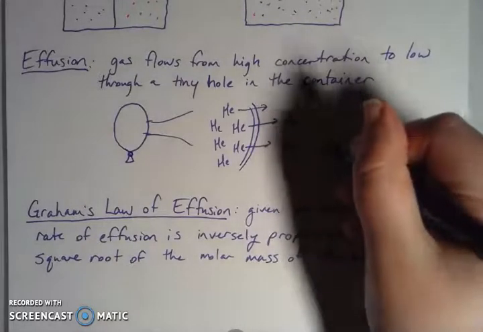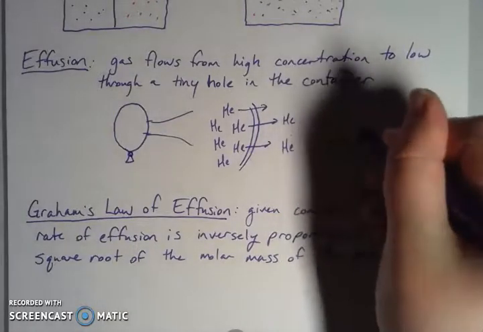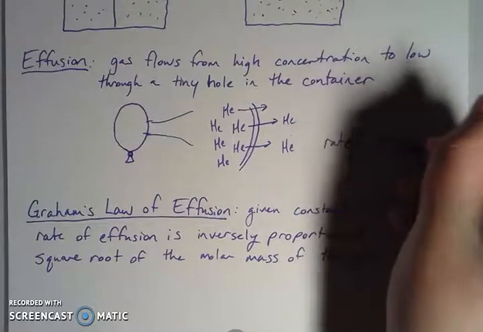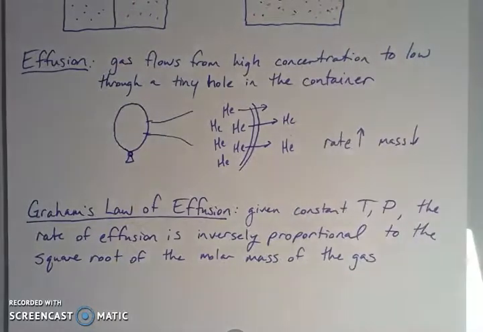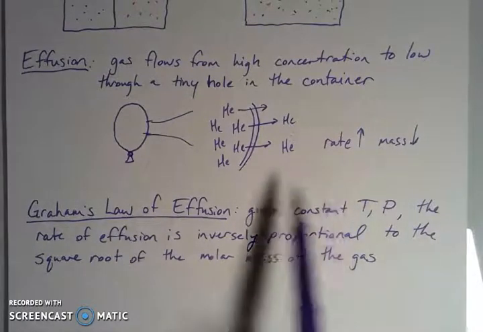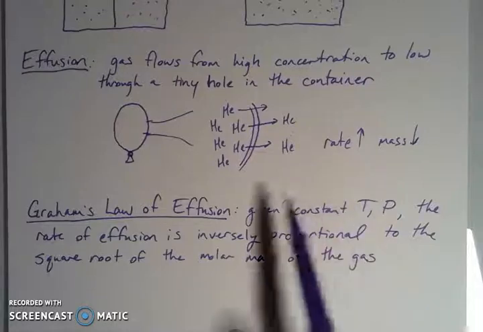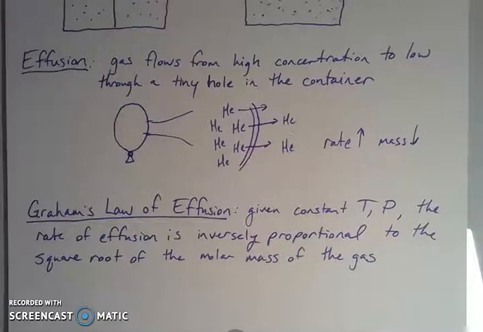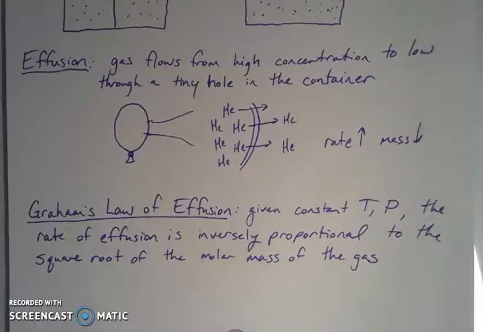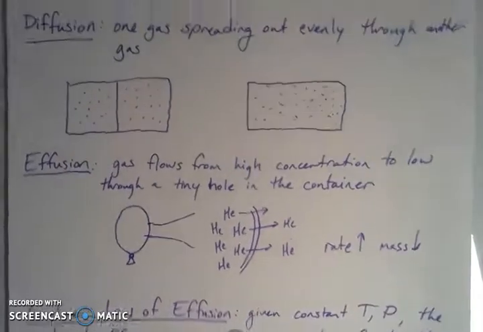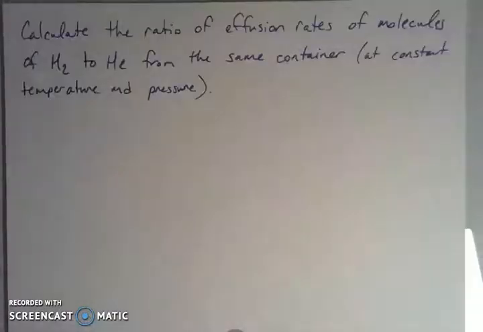So the rate is going to increase as the mass decreases. Which kind of makes sense, right? If I have smaller mass, smaller particles, smaller amounts of stuff, right? Mass is a measure of how much matter there is, then that's going to increase how quickly these things are going to leave the container. And we can actually measure how quickly this happens, or compare rates of how quickly this happens using Graham's law, this inverse proportionality here. So let's look at an example of this.